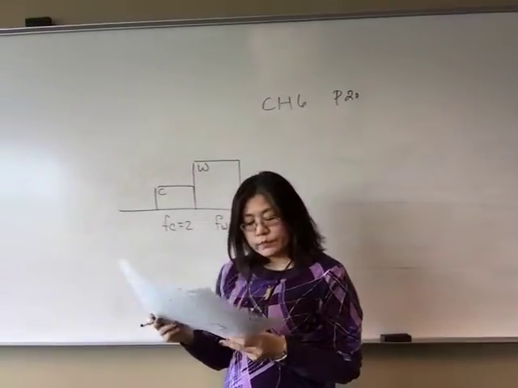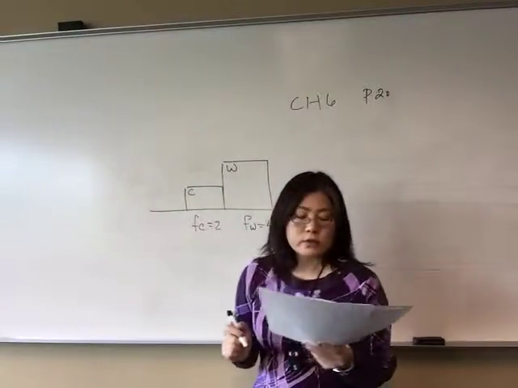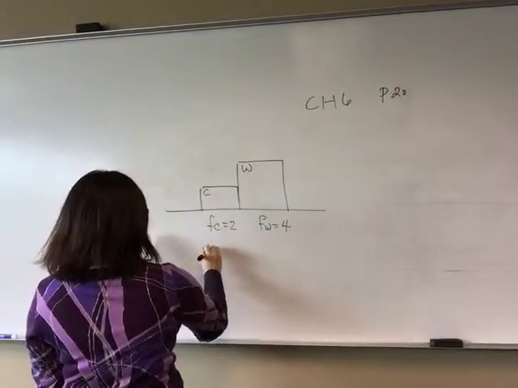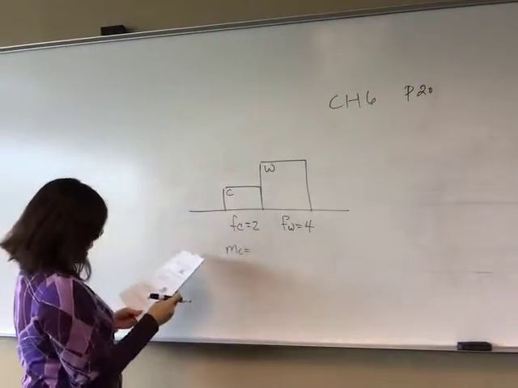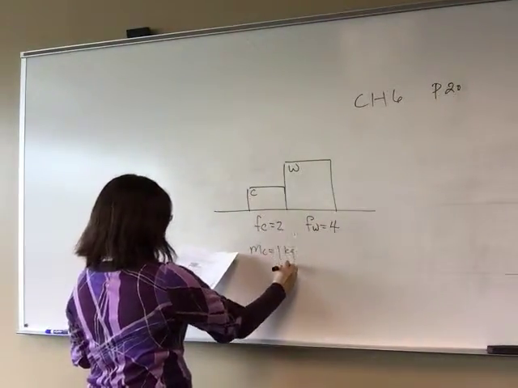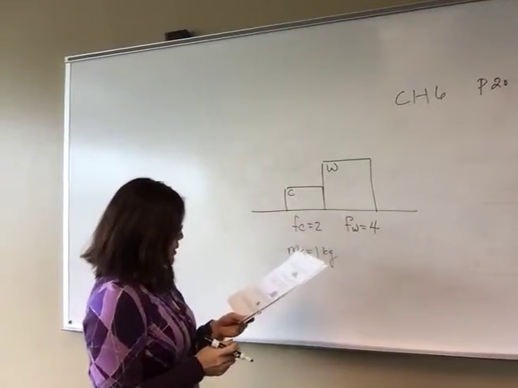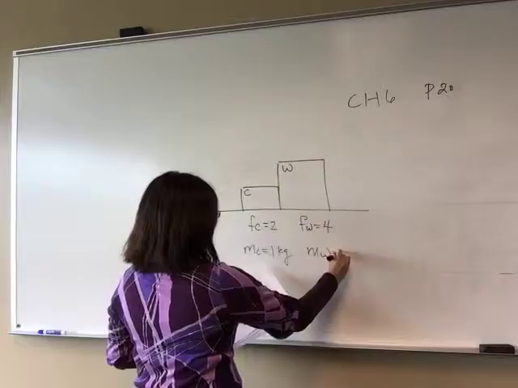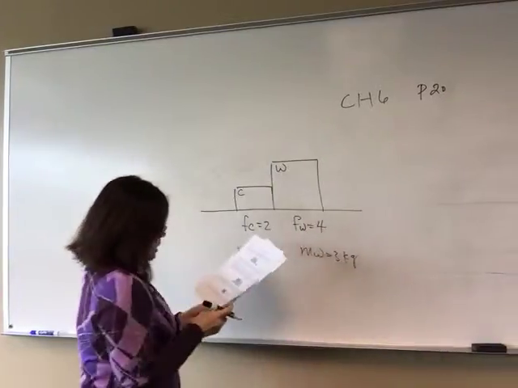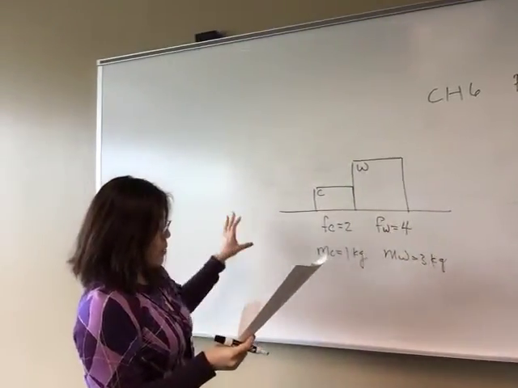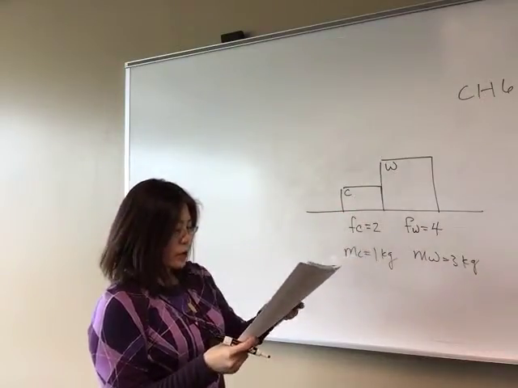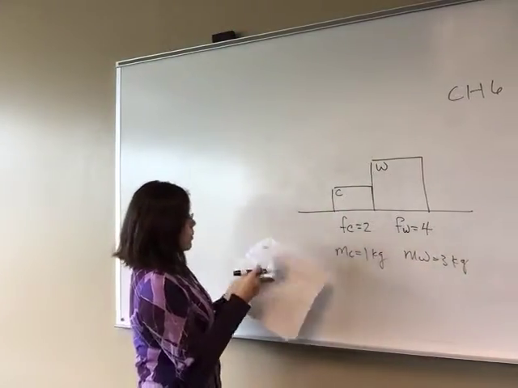Okay, problem 20. In this diagram, a box of Cheerios. So the mass is given. The mass of this Cheerio box is 1 kilogram. A box of Cheerios and a box of Wheaties, and this one, that's MW, has 3 kilograms. And they are accelerated across the horizontal surface by a horizontal force applied to the Cheerio box.